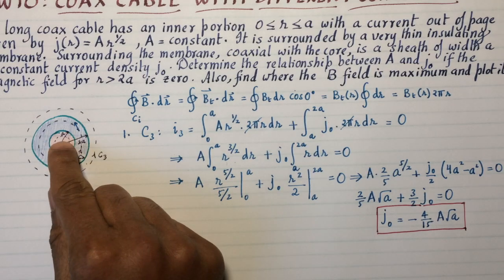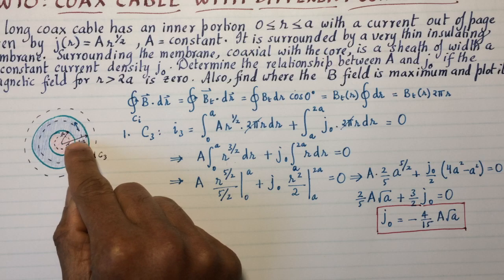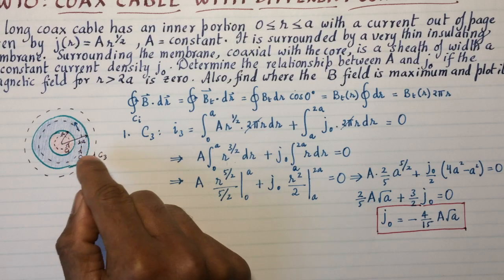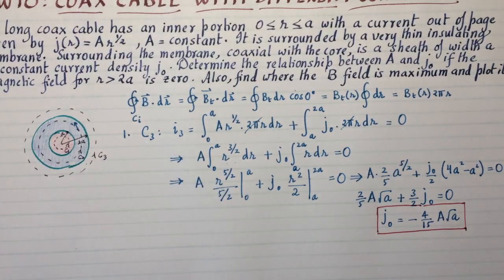Now, as far as the magnetic field is concerned, it's going to accumulate as you go out in the loop C1, and then it's going to start decreasing as you go to loop C2. Well, the exact trends are determined by actually solving the problem. So let's do that part next.